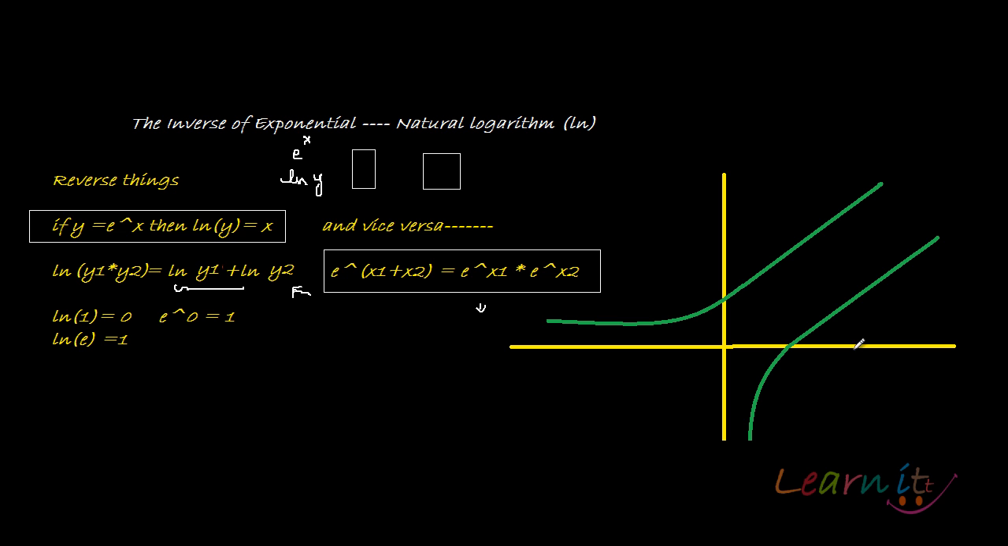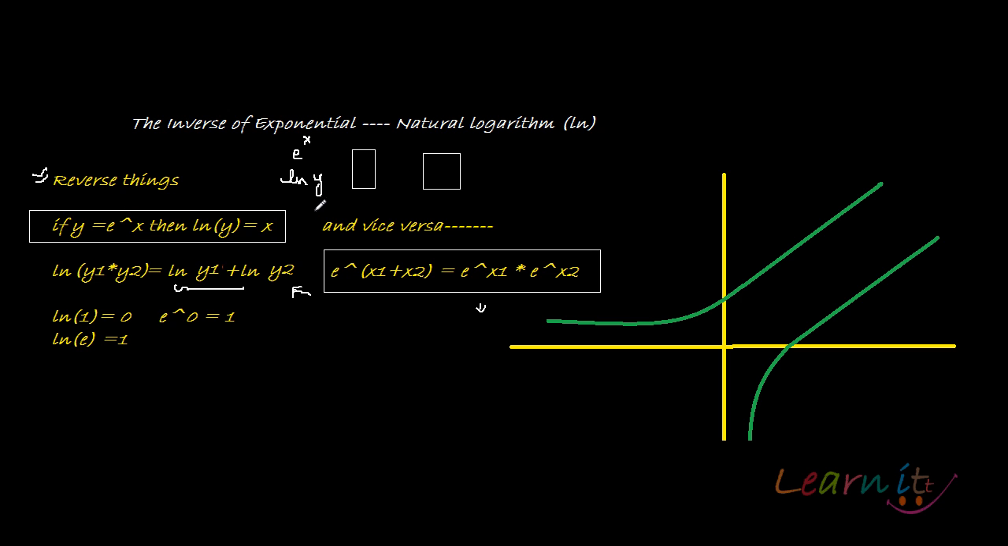In this video, we will try to figure out what we exactly mean by natural logarithm. Natural logarithm is essentially the inverse of an exponential function, which means that essentially what we are doing is reversing things. If y equals e to the power x, then ln y, which is a notation for natural logarithm, equals x. So, what is happening here?